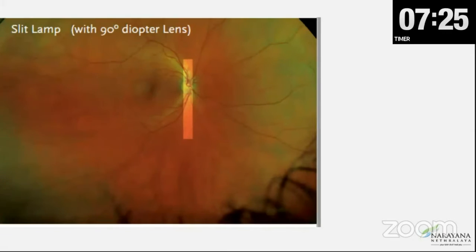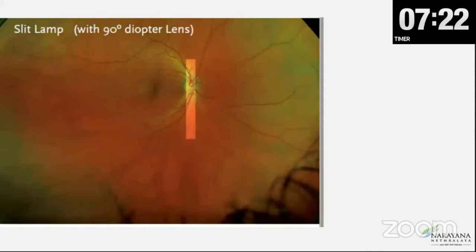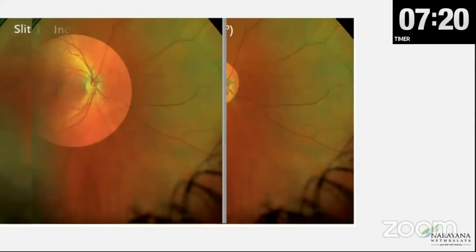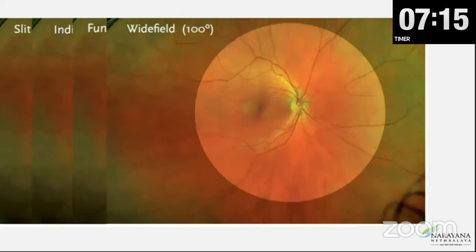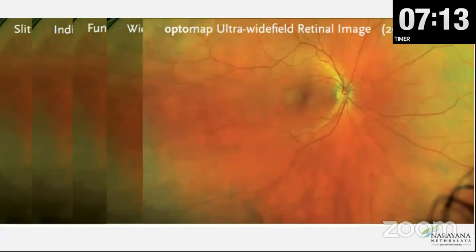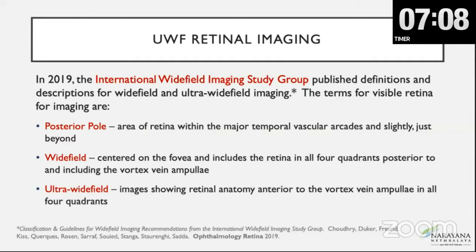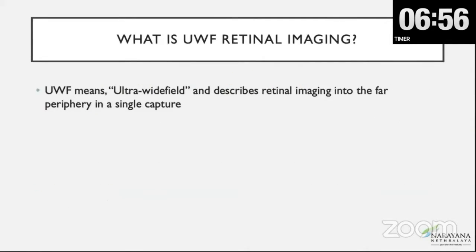Coming first to ultra wide field imaging, we have the slit lamp giving us 90 degrees. Then we have the 30 degrees indirect, the 45 degrees with our regular fundus cameras. Then we have wide field giving us up to 100 degrees. And finally, the ultra wide field up to 200 degrees. This was the revised classification by the International Widefield Imaging Study Group, which showed us what the ultra wide field actually covers, where we're able to see anterior to the vortex ampullae in all 4 quadrants. So it describes imaging up to the periphery in a single capture.